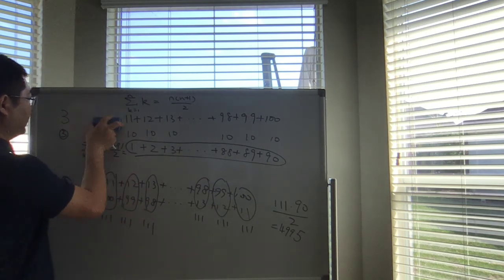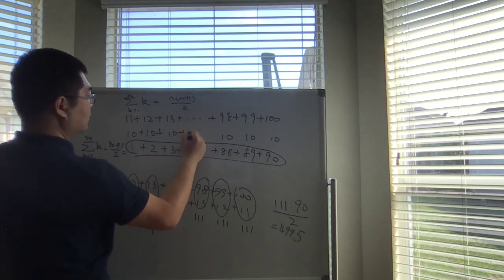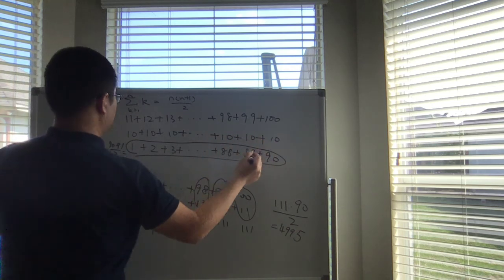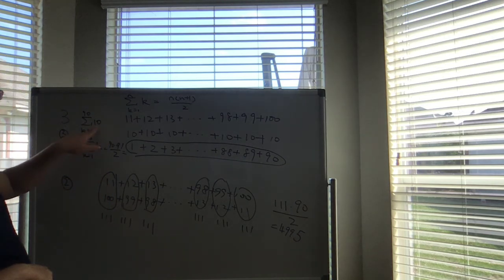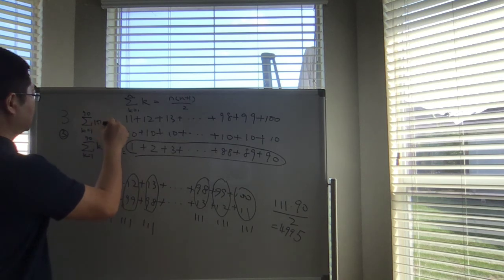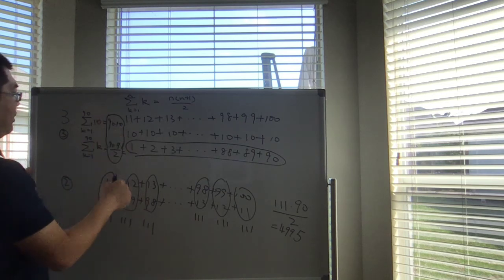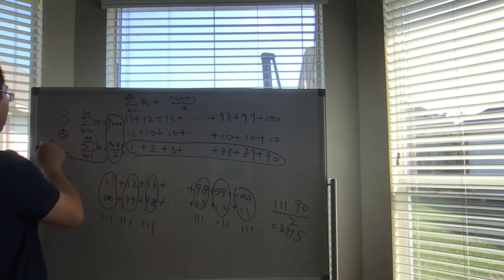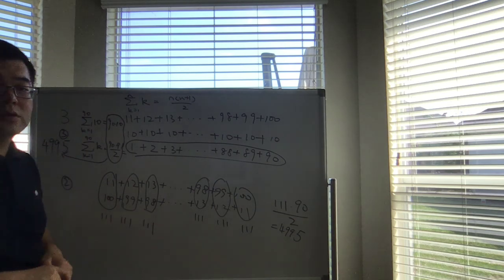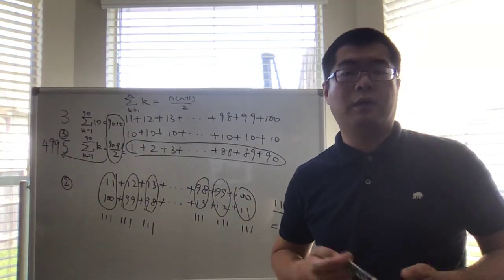Or if we write it in the sigma notation, that is going to give you the sum k from 1 to 90 of 10. Okay. As you can see, inside is an integer, which is 90 times 10. And if you add those two together, those summations also will give you 4995. Okay, so those are the three different approaches for solving the problem.